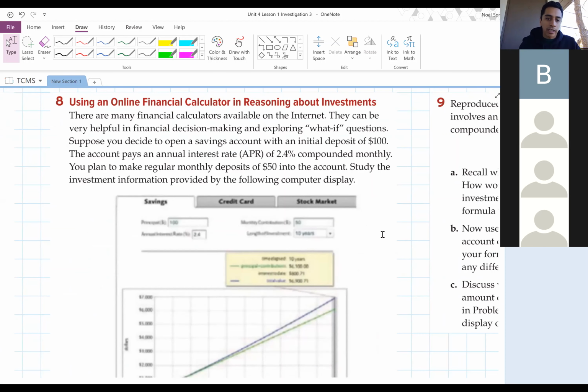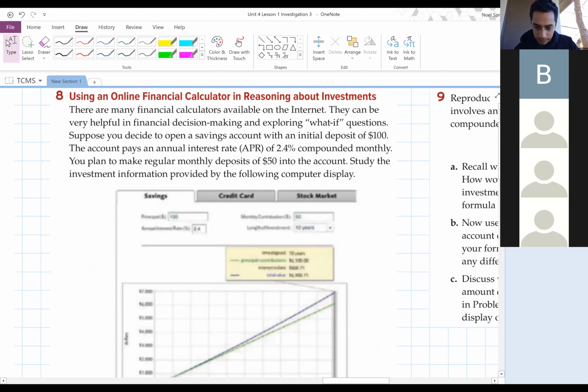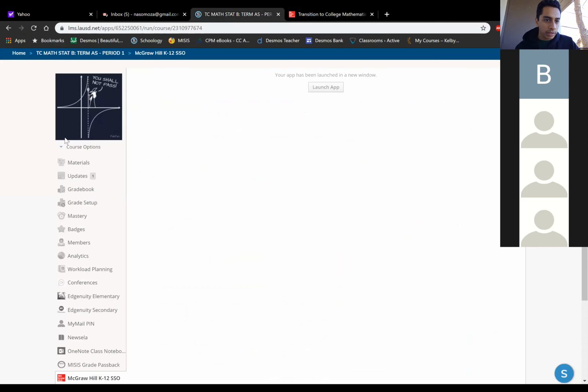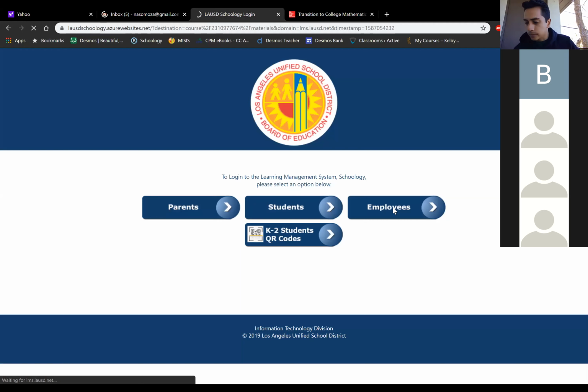We're going to jump into number 8, and so there is a tool that we're going to use. Let me show you where to find it. I'm going to go to Schoology, and I'm going to show you where that tool is at. I uploaded it into the course materials for the week before spring break because I thought we were going to get to number 8, but we didn't. So let me show you where to find it.